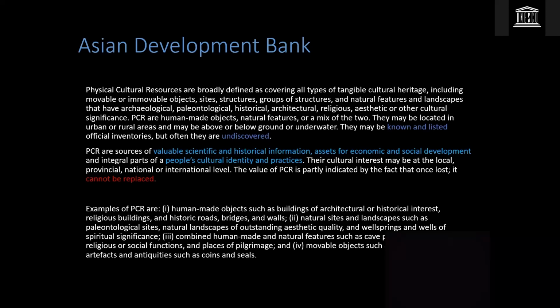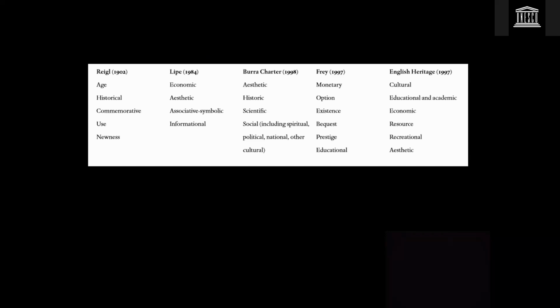Very important, they understand that the value of the heritage resource cannot be replaced. They list specific examples of heritage resources that they will include. This ranges from objects to natural sites to man-made and natural features and movable objects. Setting criteria is not new. We see in this table that this has been going on since 1902, and again, depending on background and places we see that various values are considered in identifying significance.